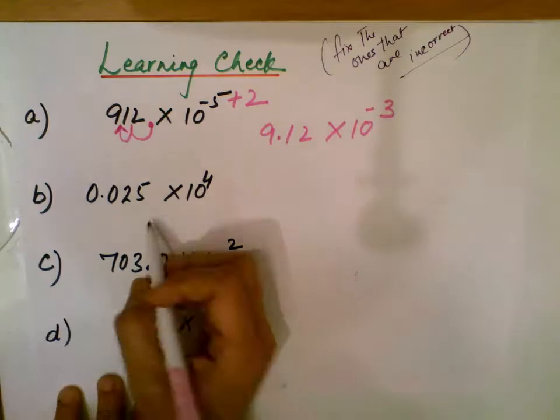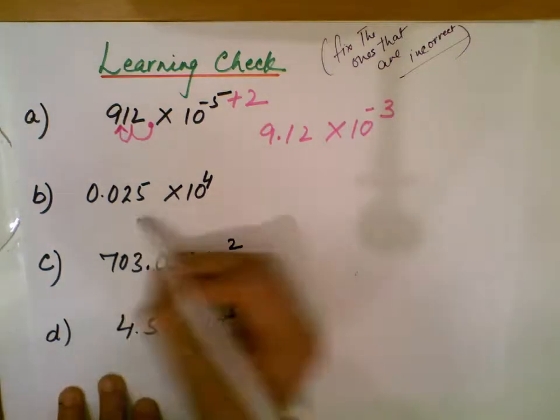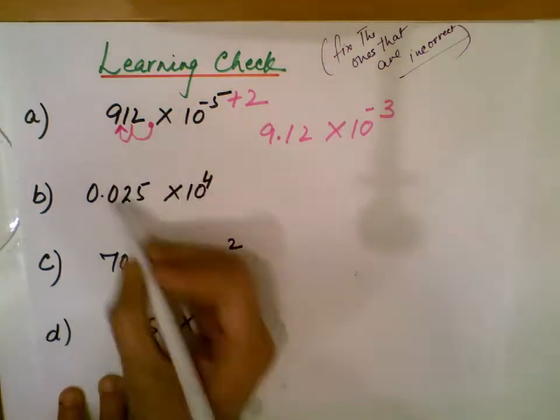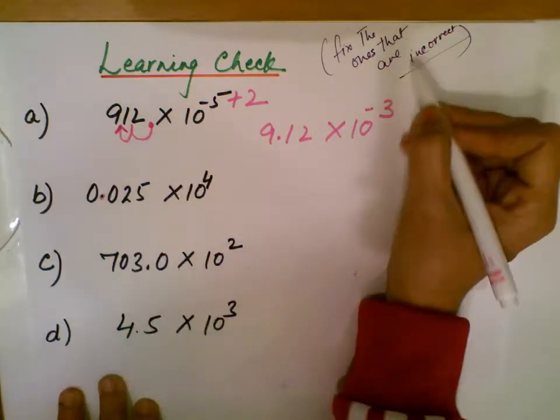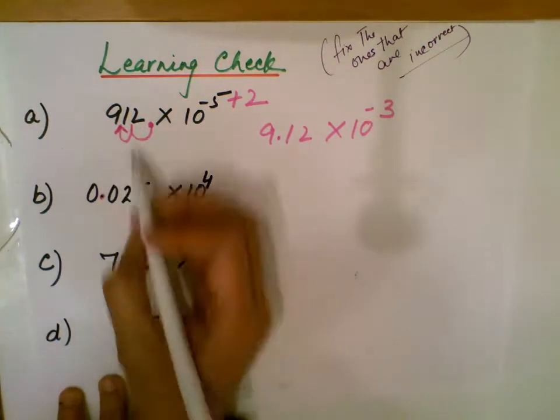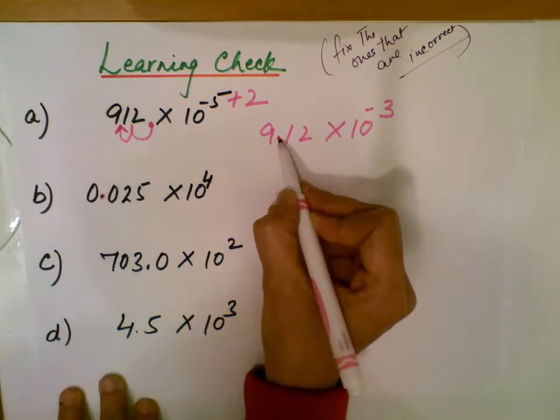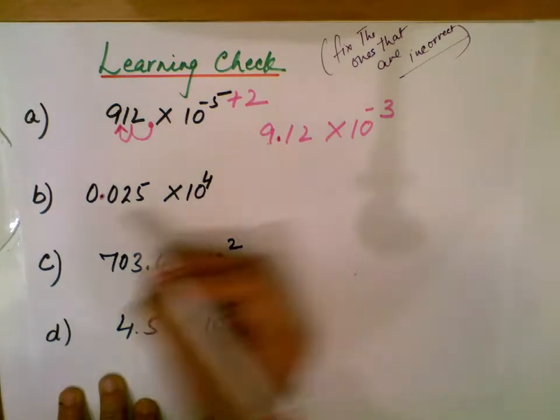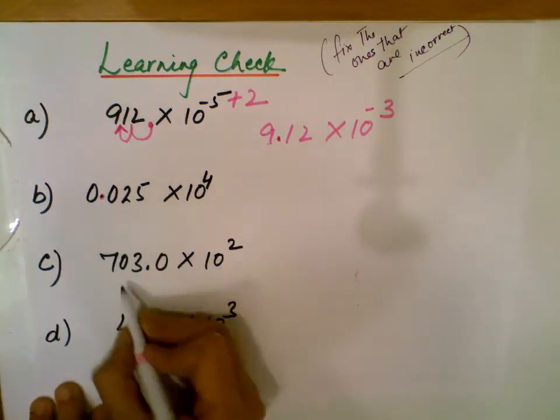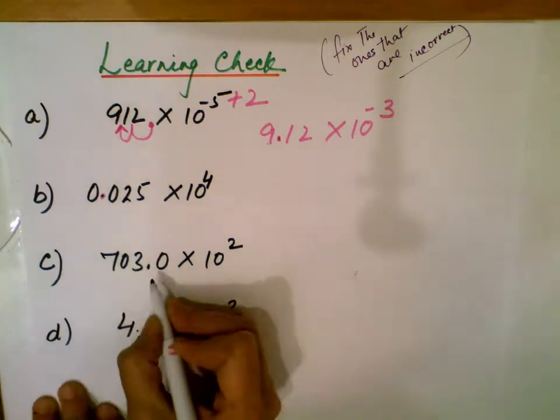Okay, now in this case, this one was incorrect. Again, we have to fix the ones that are incorrect. So this is incorrect, definitely. This is correct now, because you have only one digit to the left of the decimal. This is again incorrect. You have 0 here. It should be non-zero. This one is incorrect.